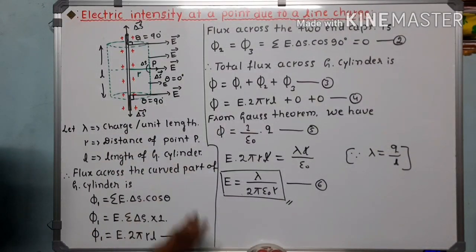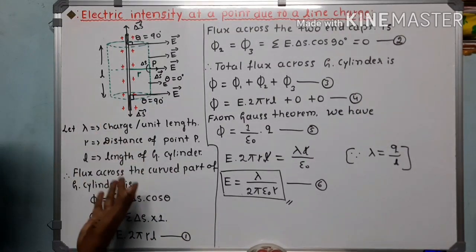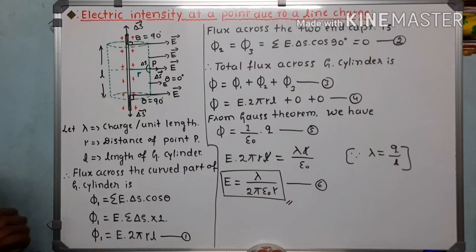Here we have found the electric intensity at point P due to a charged wire by using Gauss theorem. This is also one of the applications of Gauss theorem. This is also for 5 marks. Keep in mind.